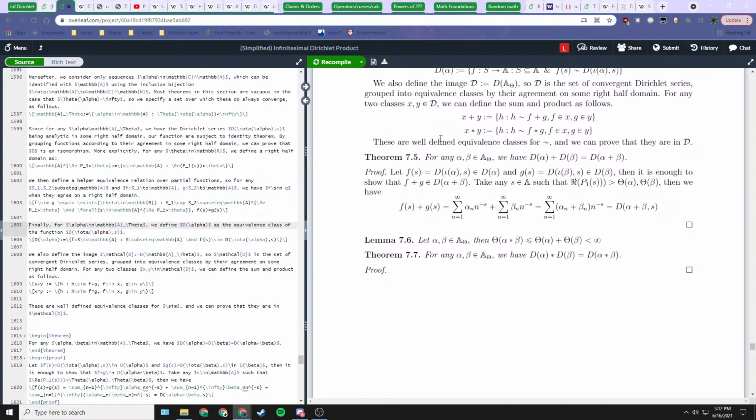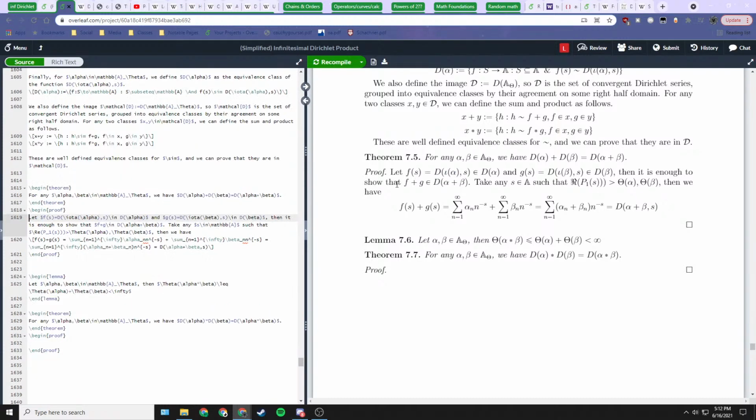So these are well-defined equivalence classes. We're just going to acknowledge that and not prove it. But what we are going to prove is that this script D is closed under sum and product. So the sum case is sort of straightforward. So we have D iota alpha with s as a function, and D iota beta with s is in D beta.